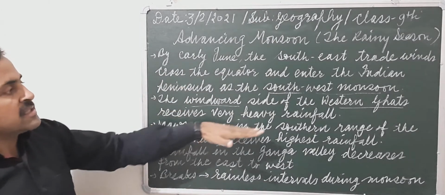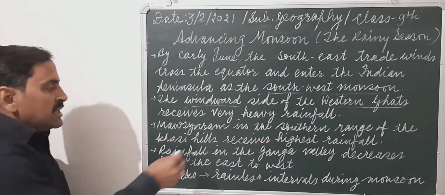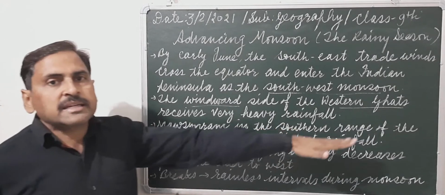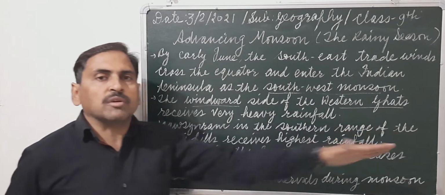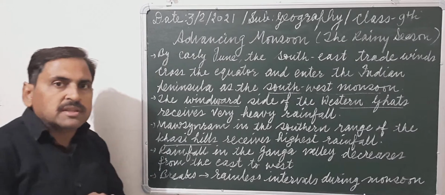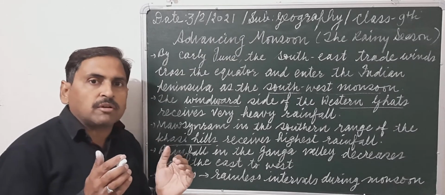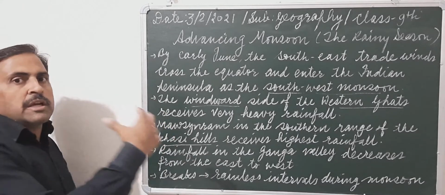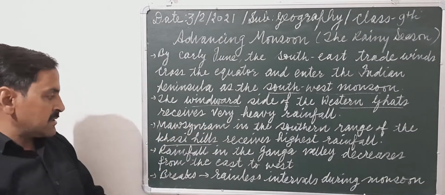Monsoon in the southern range of the Khasi Hills, that is in Meghalaya, receives the highest rainfall in the world. It receives more than 1000 centimeter of rainfall. It is so because of the funnel shape of the mountains.